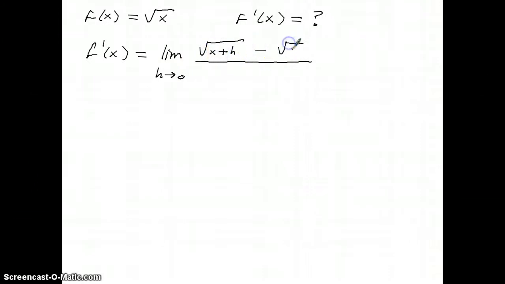All right, so we're going to find the derivative of f of x equals the square root of x. So let's go ahead and start plugging away here. We have f prime equals the limit as h goes to 0 of the square root of x plus h minus the square root of x all over h.